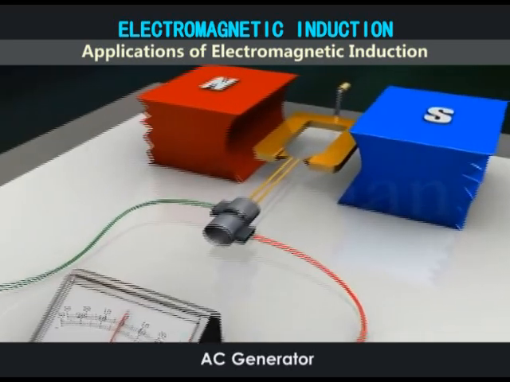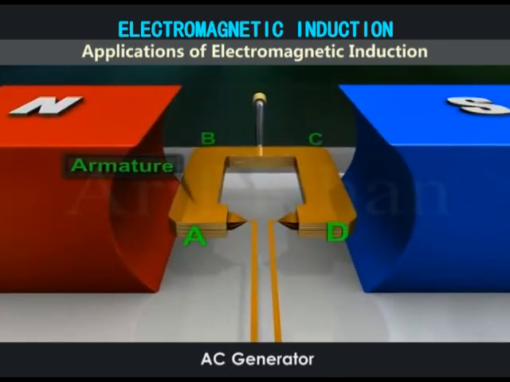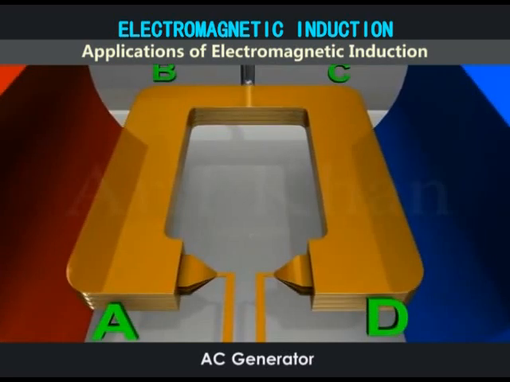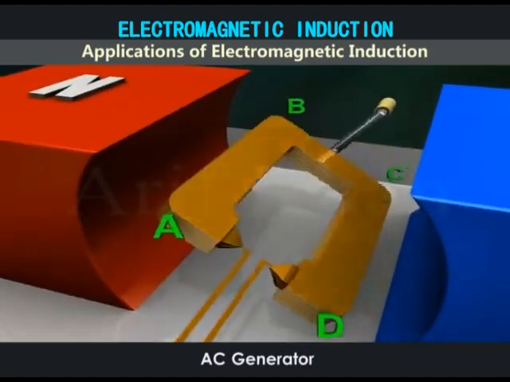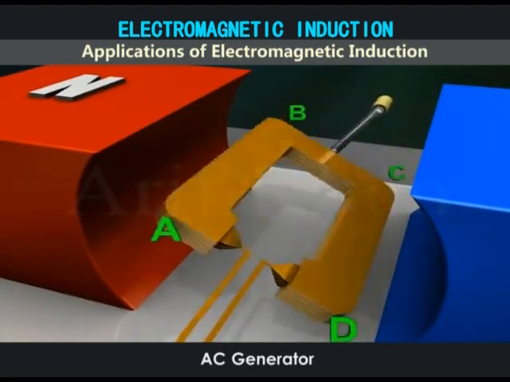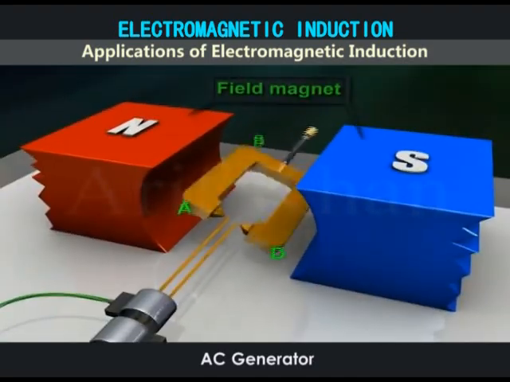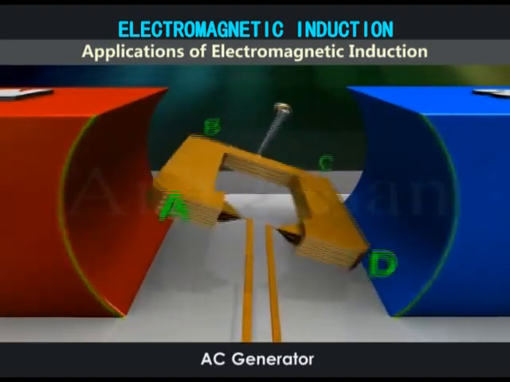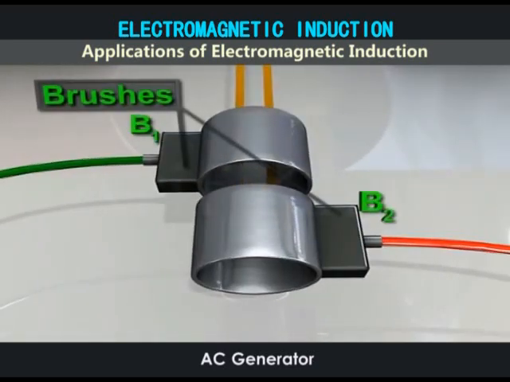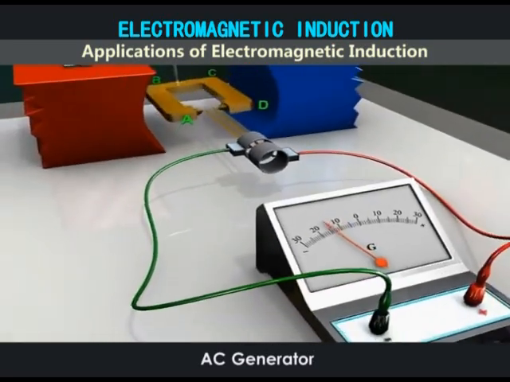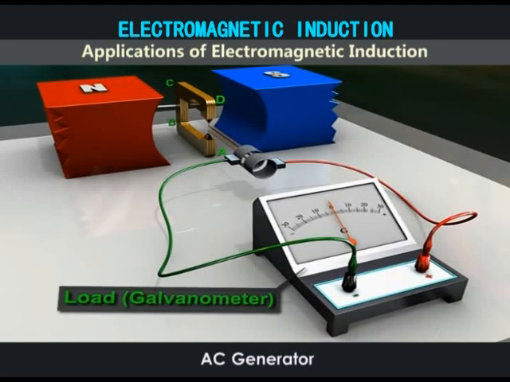An AC generator has an armature ABCD, which is a rectangular coil of many turns wound around a soft iron core; a shaft that can be rotated rapidly; a field magnet, which is a strong field magnet with concave poles; two slip rings S1 and S2 connected to the armature and thus rotate with it; two brushes B1 and B2 which provide electrical contact with the slip rings; and a load which may be a galvanometer.